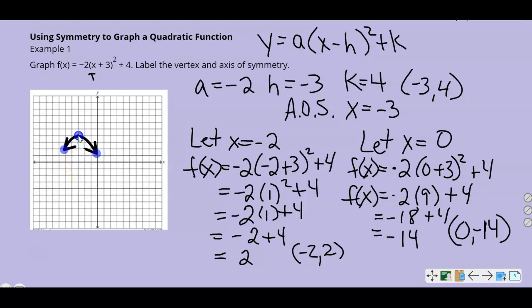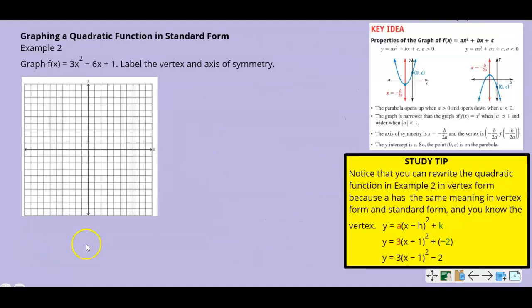All right, so I'm going to graph the vertex. And again, it would continue down and it would hit at (0, -14), somewhere down here, and then you could reflect that point over the axis of symmetry and graph that point as well.